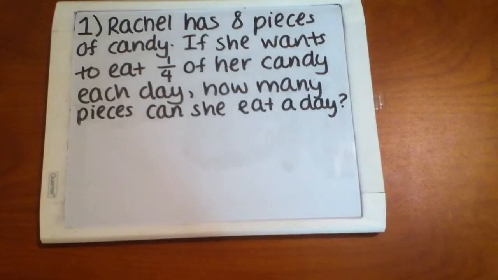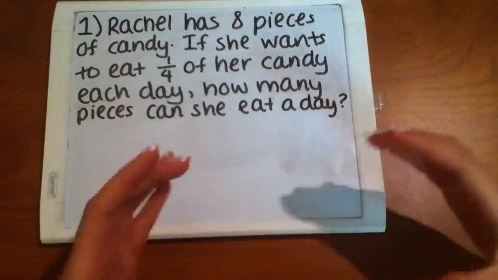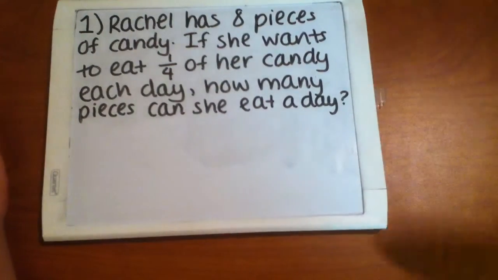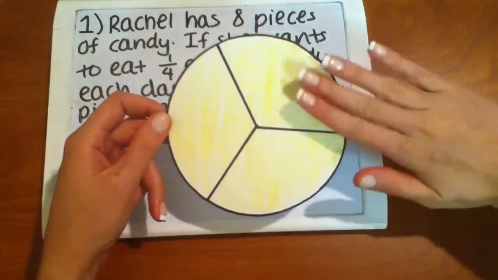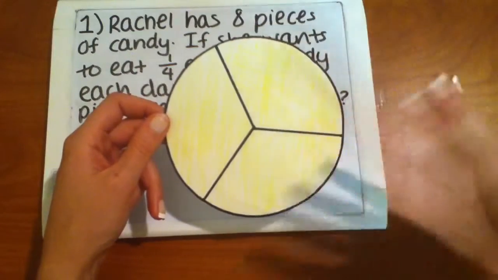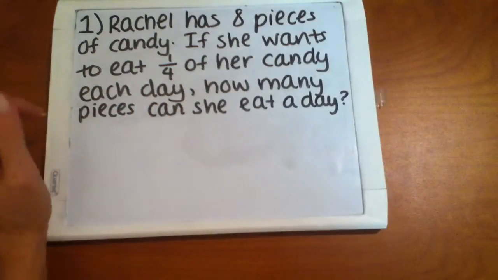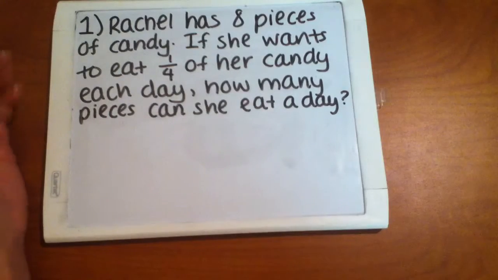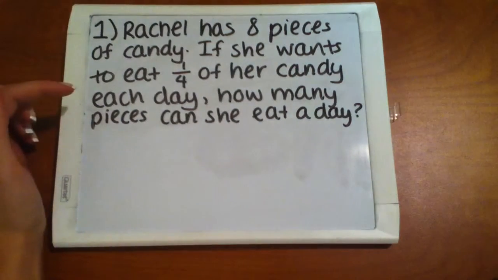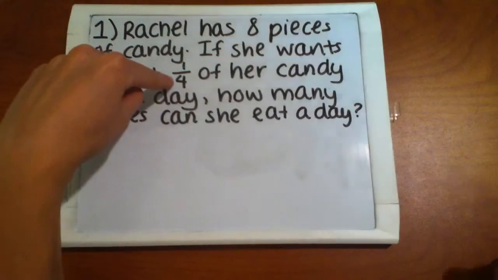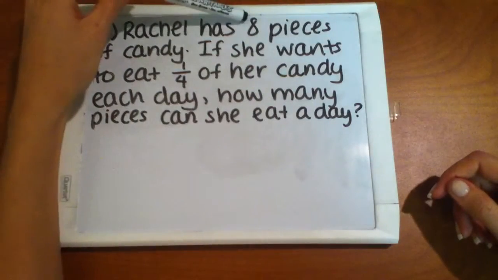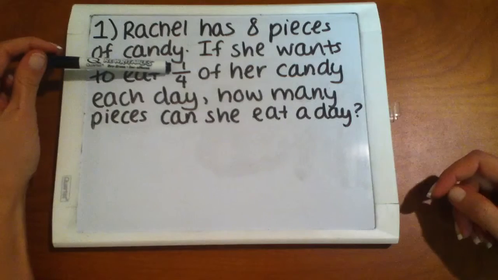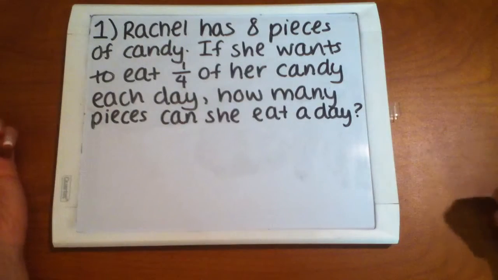Now, when you're using an area model, you have a physical representation of an area, of an amount. So just like this right here could be an example of an area model, like we were using before, because we have an area or an amount, and then we divided that area into equal parts. So to look at this problem, we need to focus on what fraction they are providing us with. So the fraction they've given us is she wants to eat 1/4 of her candy. So we know that she has a total of 8 pieces. She wants to eat 1/4 of the candy a day. So how many pieces of candy does that mean she can eat a day?